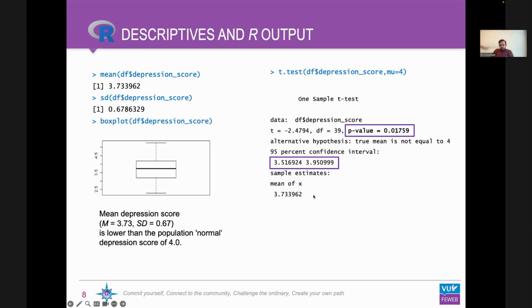So we see that it's actually lower than the population, but it's also quite close to 4. We can, of course, formally test this with a t-test. So we basically put the column here, and then mu is equal to 4.